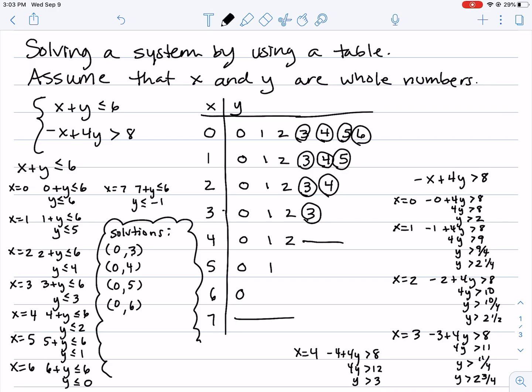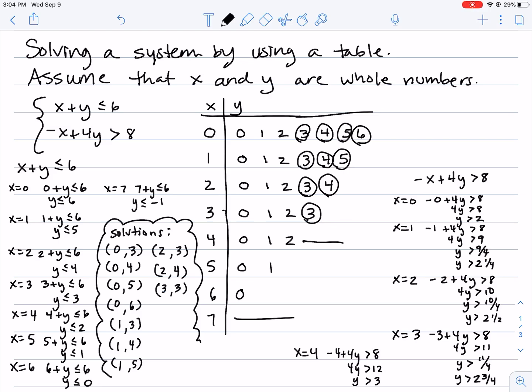Now at x equals 1, it looks like I have 3 of them. At x equals 1, I've got (1, 3), (1, 4), and (1, 5). At 2, it looks like I have 2 of them. So I have the solutions (2, 3) and (2, 4). And then at 3, it looks like I have 1 of them, and that would be (3, 3).